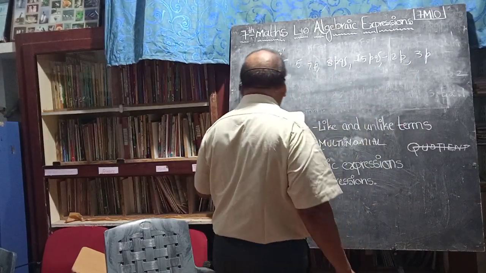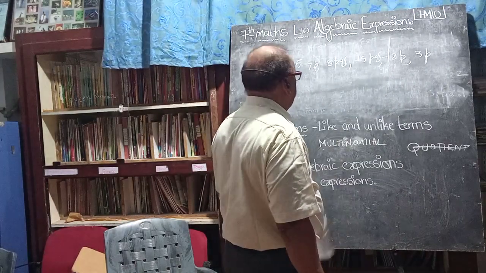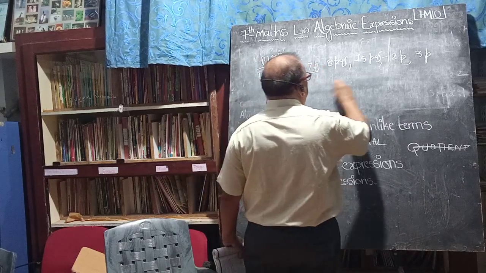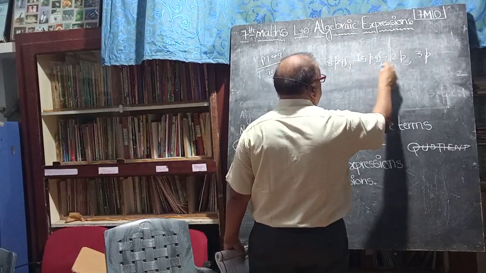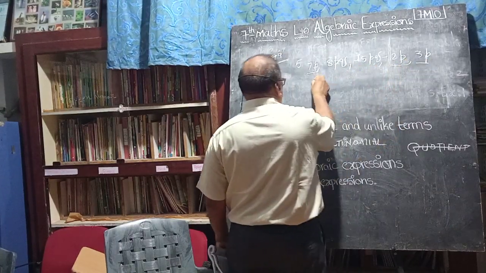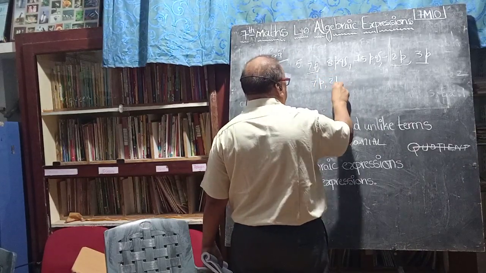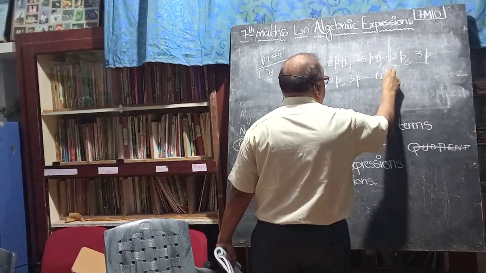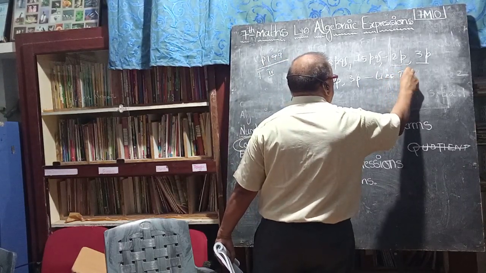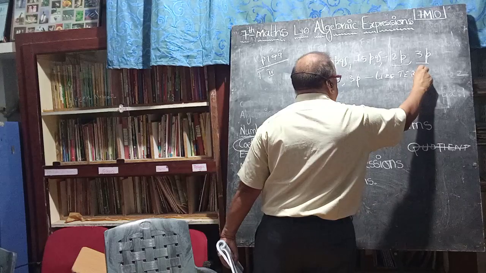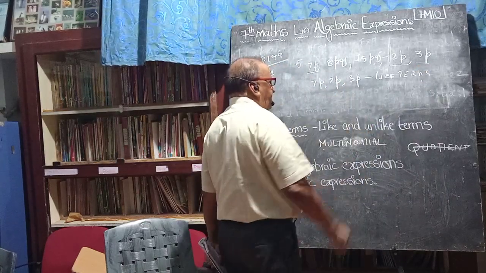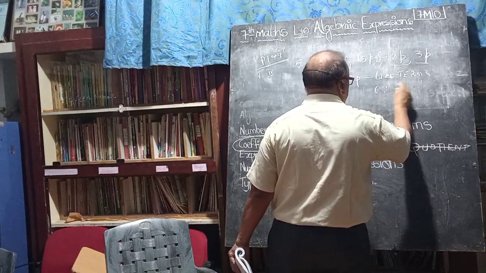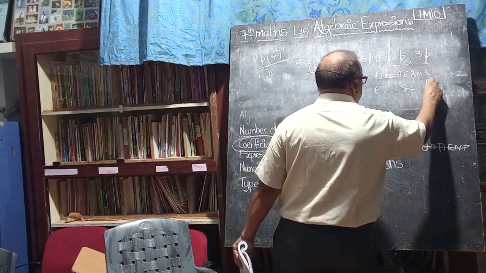Right. So identify the like terms in each of the following problems. Like terms, and here it is 7p. The pq value is different. 2p and 3p. So 7p, 2p and 3p, these are like terms, because they have the same variable p.